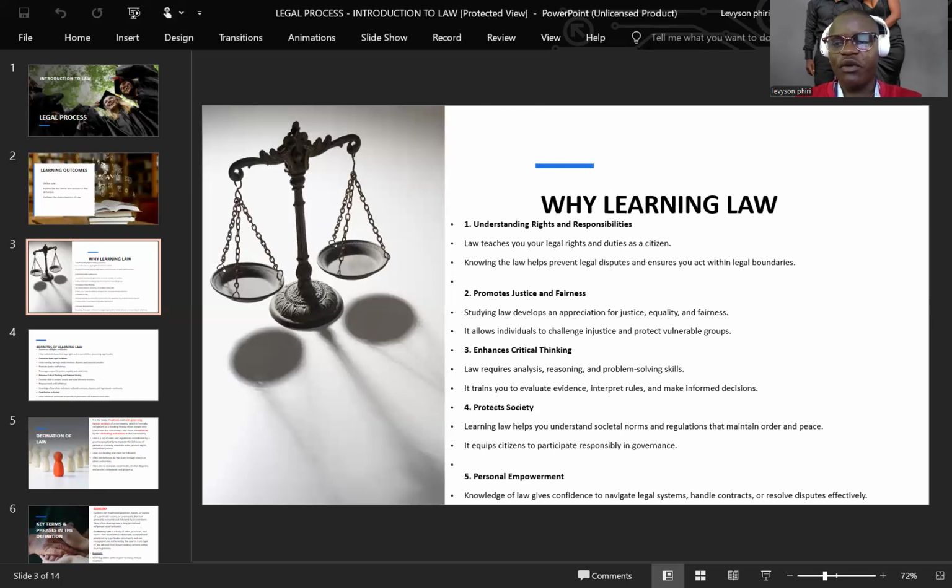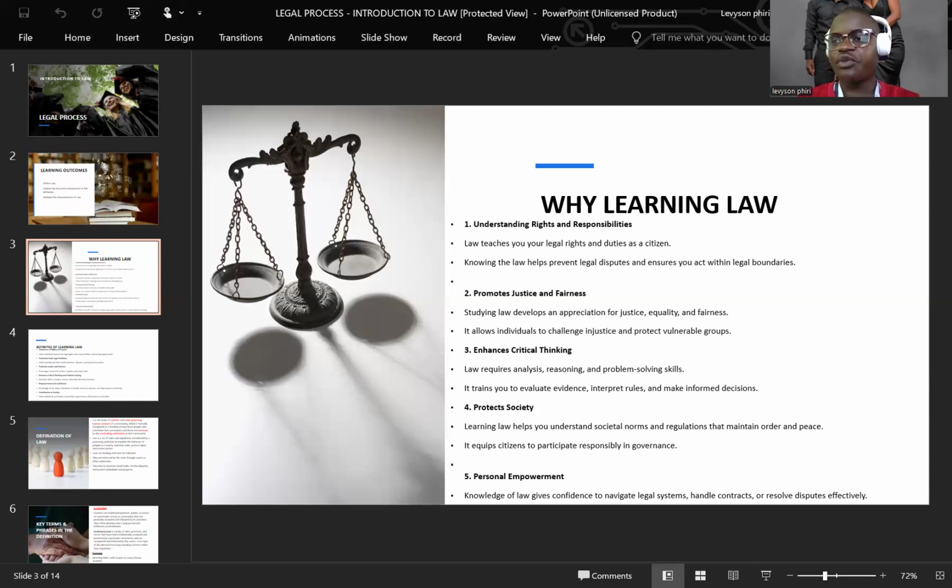Also, point number four, protect society. You'll be able to protect the society. When you see something wrong in the society, you'll be able to stand in and tell those people that you are doing a wrong thing here and we are supposed to do this. Learning law helps you understand societal norms and regulations that maintain order and peace.